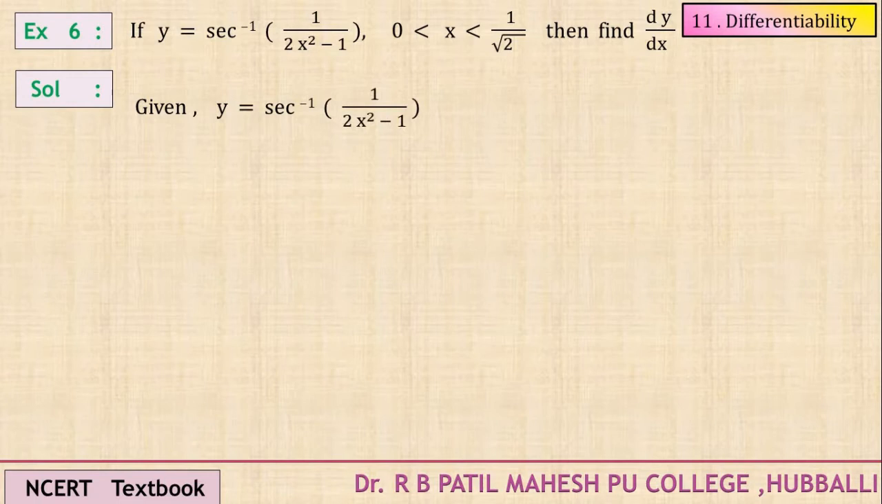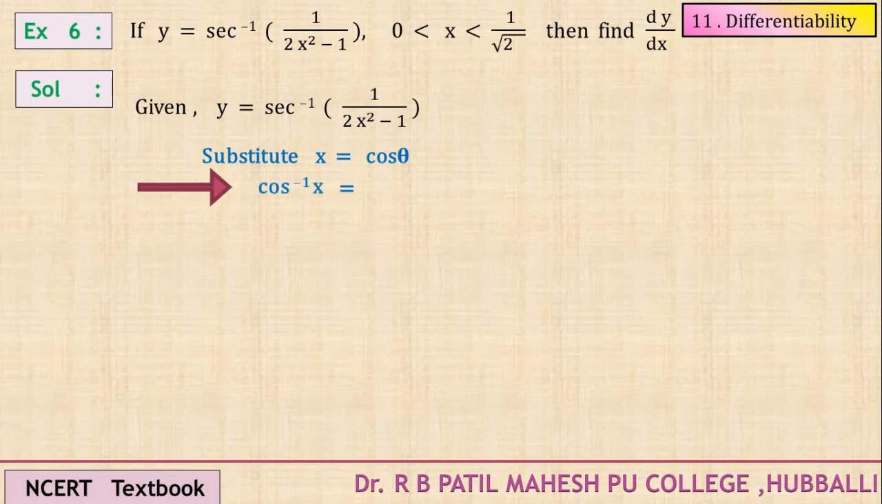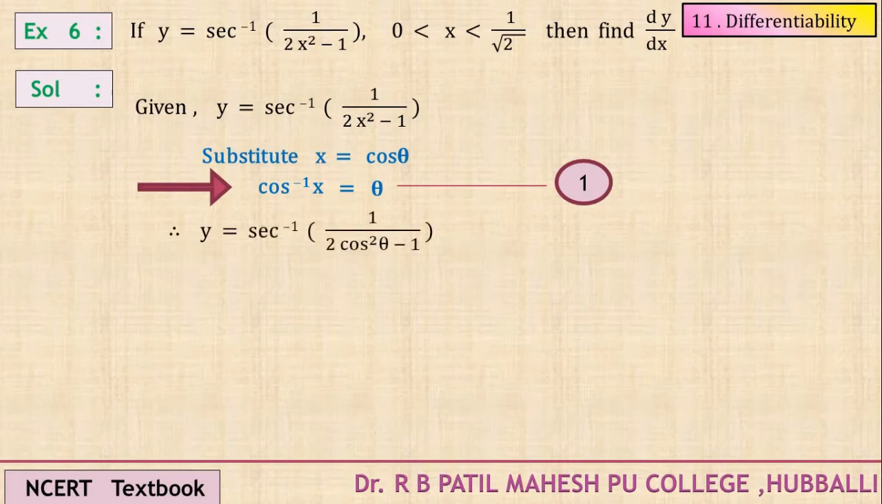So here look at the function or composite variable, the denominator 2x square minus 1. Okay, so we have this expression. Now for this expression the substitution is x equal to cos theta. See, if I take this, what we get and what identity it becomes, you will get the idea. Cos inverse x is theta, and take this as equation 1. So therefore y is equal to secant inverse of 1 divided by, now I replace x by cos theta, 2 cos square theta minus 1.